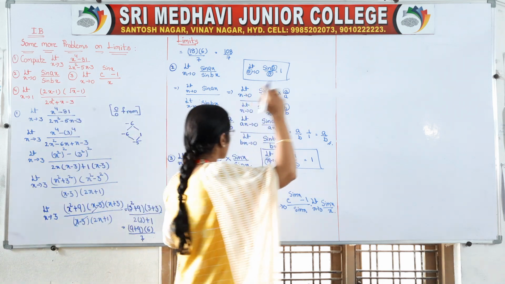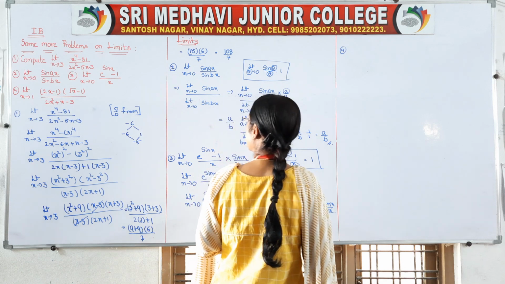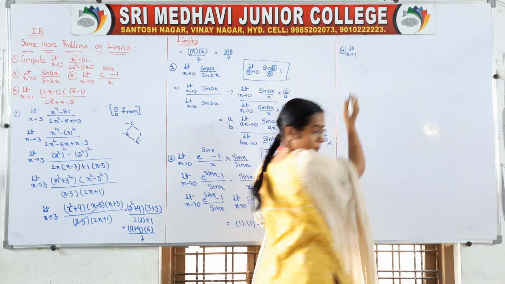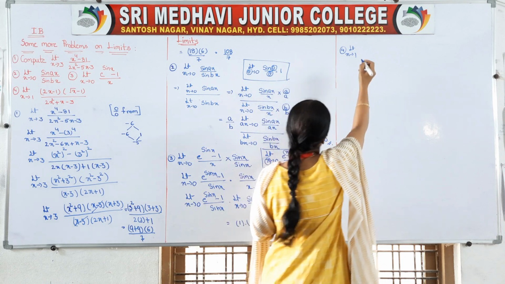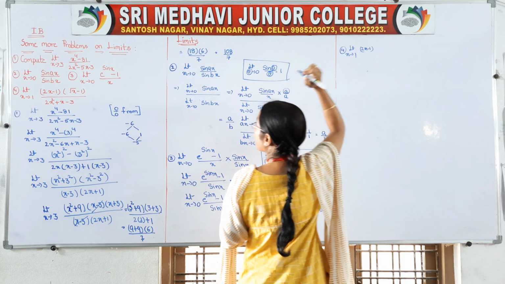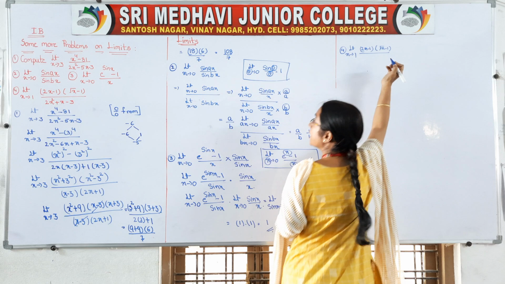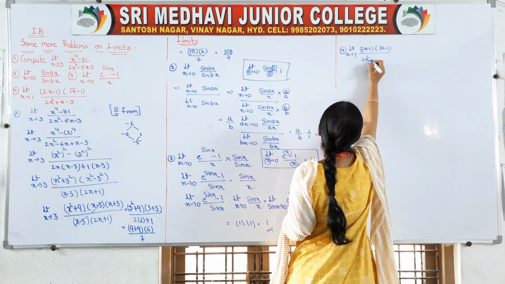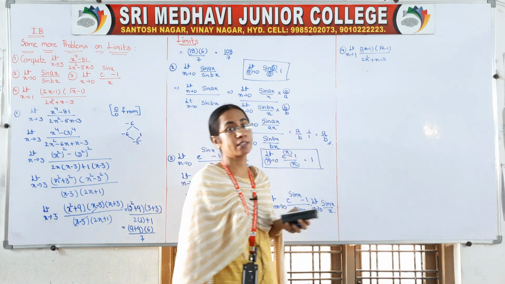Okay. So, now come to the fourth question. So, what is your fourth question? Limit x tends to 1. What is the value? It is (2x minus 1) into (root x minus 1) divided by (2x square plus x minus 3). Take the values correctly, otherwise we don't get the answer.